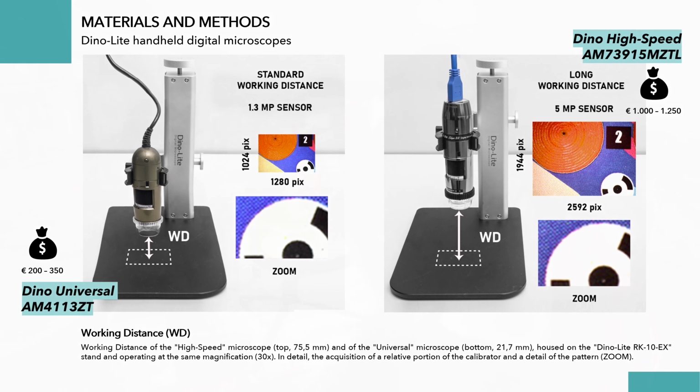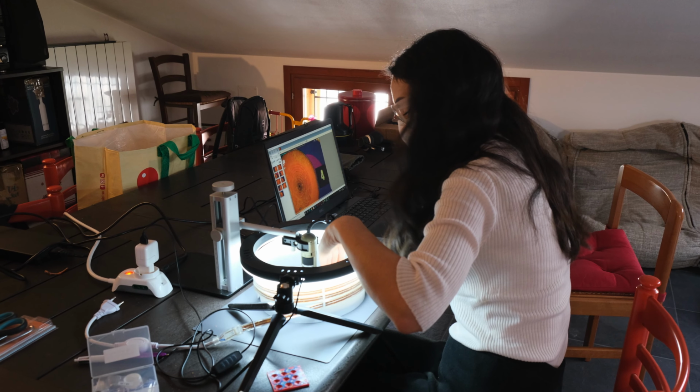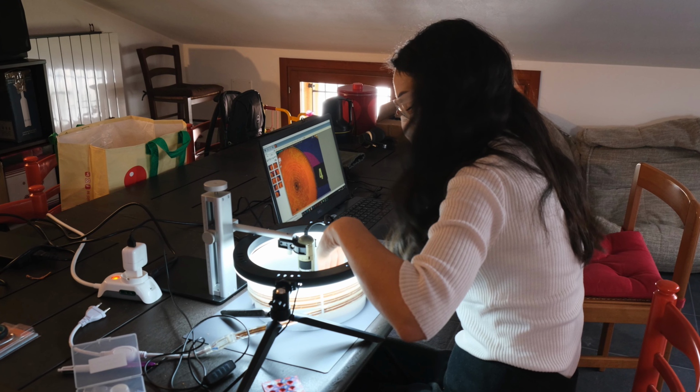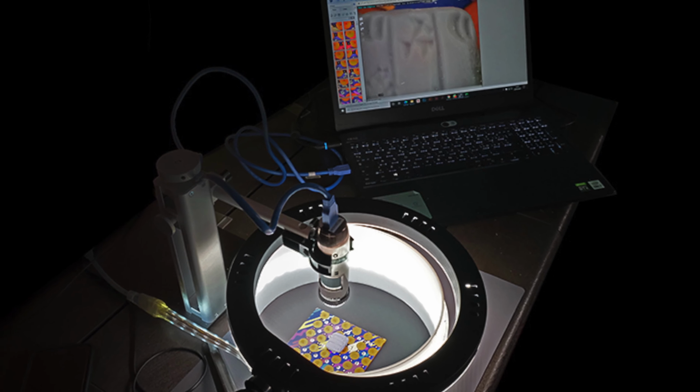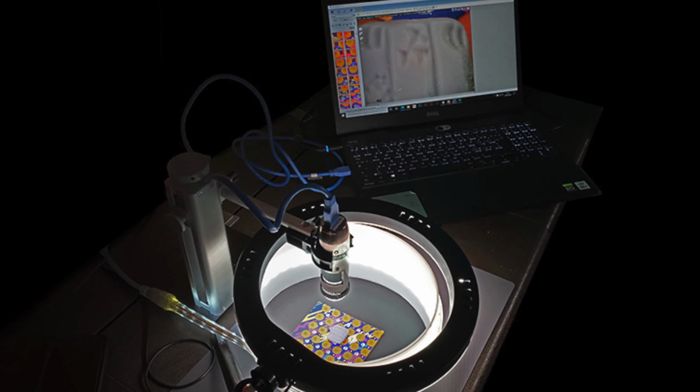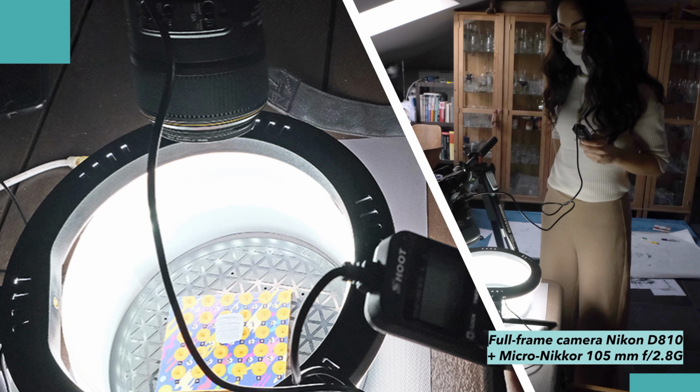Both models were combined with a 3D plate system, fixing the microscope in a special Dino-Lite RK10EX stand and connecting it to a portable workstation. Hence the acquisitions were carried out with the same magnifications operating with a dedicated procedure. The validation of Dino-Lite digital microscope results was supported by a photogrammetric survey performed with a Nikon D810 combined with a 105mm focal length Micro-Nikkor lens and a 3D plate calibrator suitable also for digital cameras.